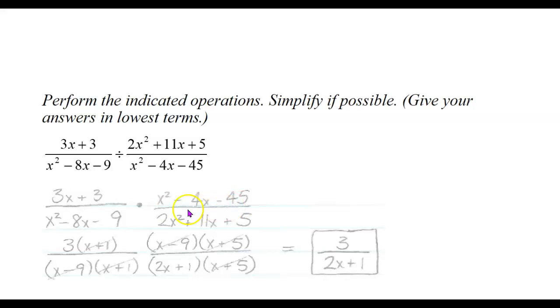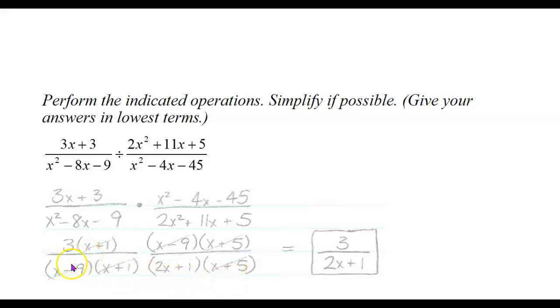The next thing to do is to factor everything we possibly can so that we can see if we have any common factors that can be canceled or divided out. So the 3x plus 3, we can pull out a 3, so it's 3 times x plus 1. The x squared minus 8x minus 9 factors into x minus 9 times x plus 1. The x squared minus 4x minus 45 can be factored into x minus 9 times x plus 5. And the 2x squared plus 11x plus 5 can be factored into 2x plus 1 times x plus 5.